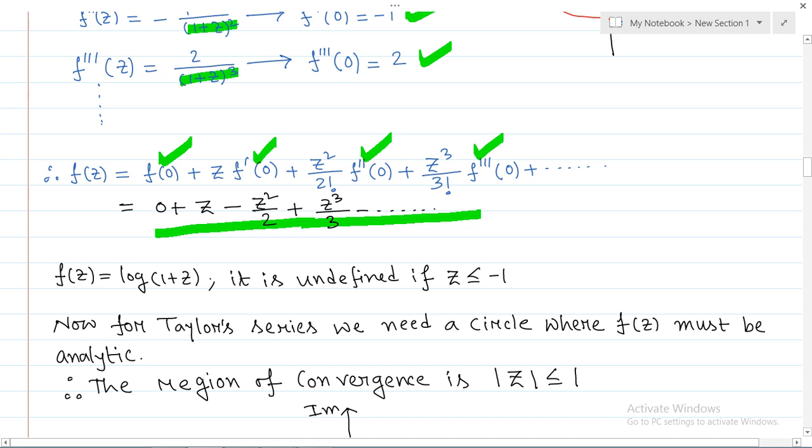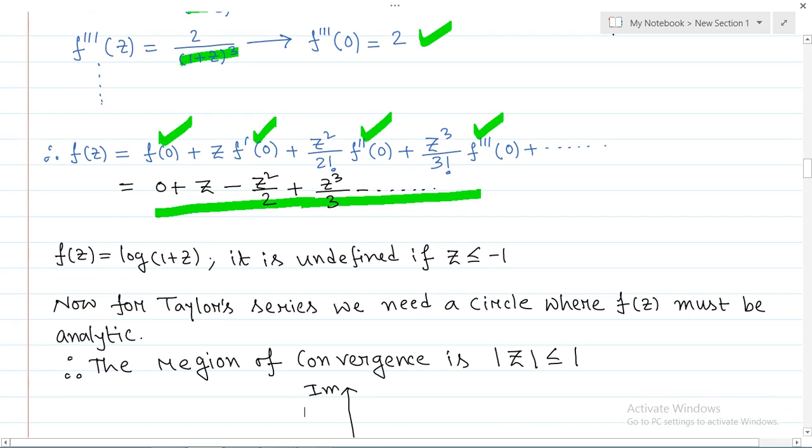In your exam, if such a question comes, you have to bring the answer up to this: z minus z squared by 2 plus z cube by 3 and so on. Now let us come to the interesting part, which is the region of convergence.